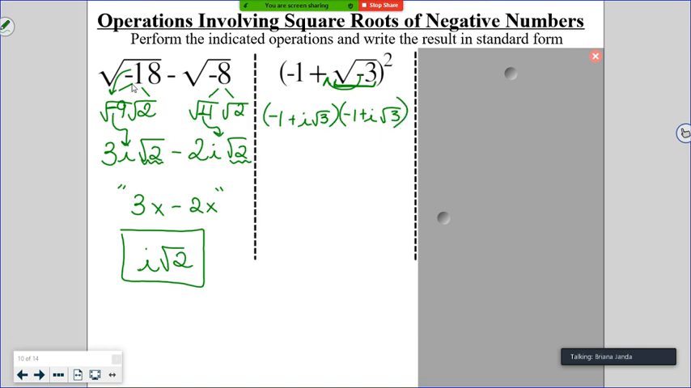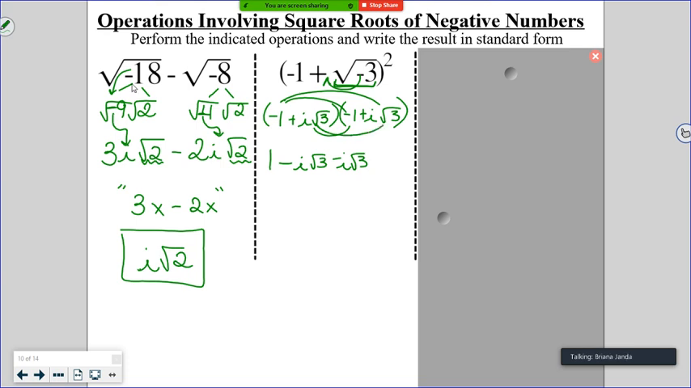I wrote it twice, so we can now FOIL. Negative 1 times negative 1 is 1. Negative 1 times i square root of 3 would be negative i square root of 3. Same thing here. Negative 1 times i square root of 3 would be negative i square root of 3. And then we have i square root of 3. Ooh, this one's tricky. Let's look at this a little bit bigger here.